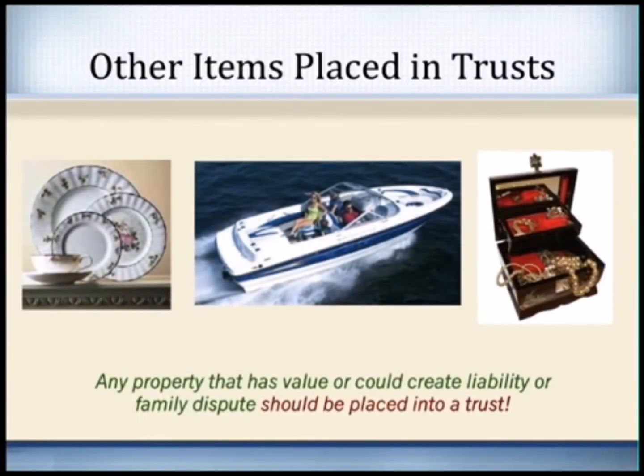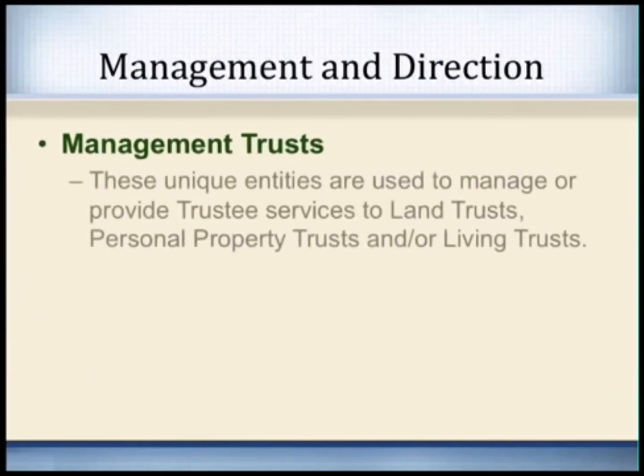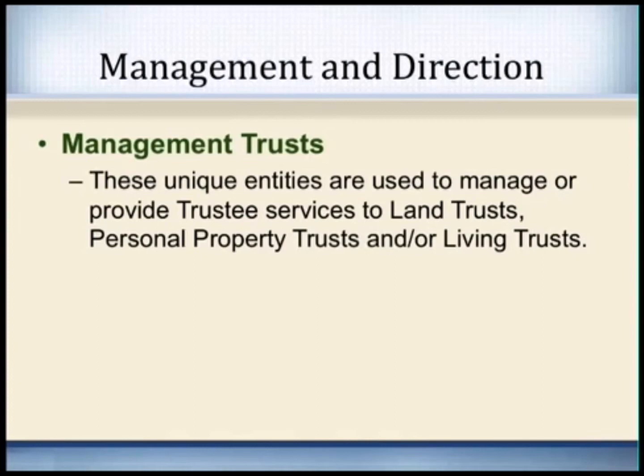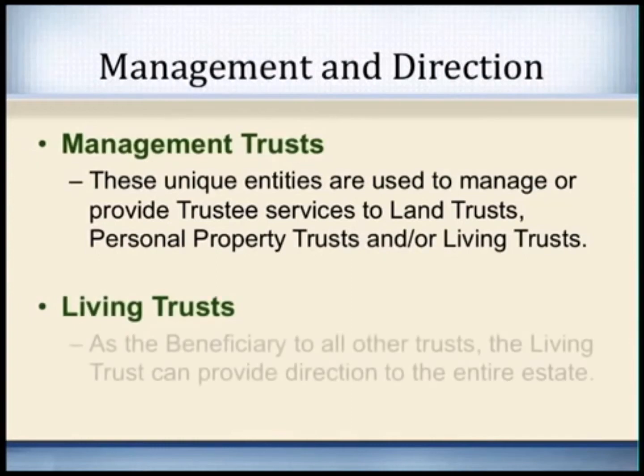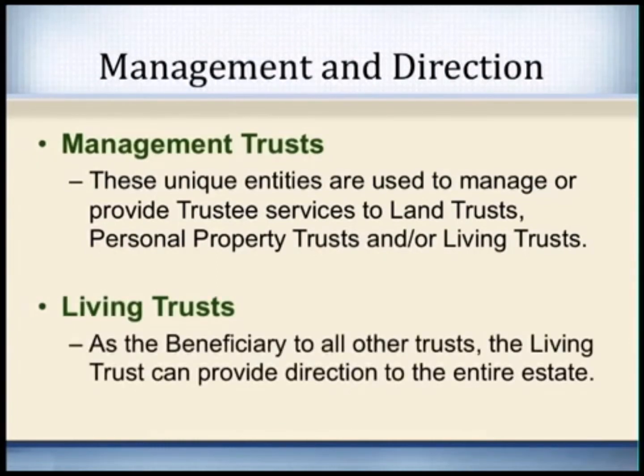Other items to be placed in trust are anything that has value or could be a potential family dispute with regard to inheritance. Anything like that should be placed into a trust with direction, of course, of the living trust. So now we've got the management and direction, and we use management trust to provide direction and trustee services to land trust, personal property trust, and even living trust. Management trust can also be used to manage other services. Now, the living trust we set up as the beneficiary to all of the other trusts because the living trust provides direction to the entire estate, just like we mentioned earlier.